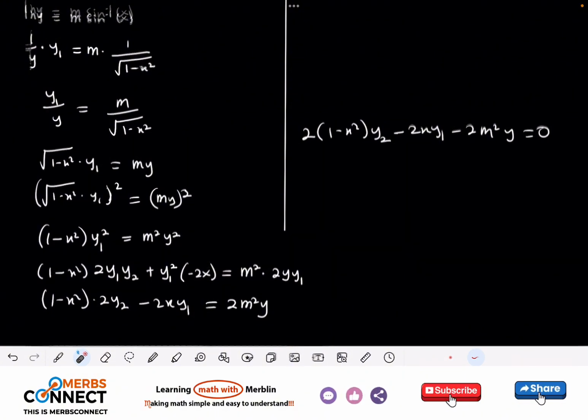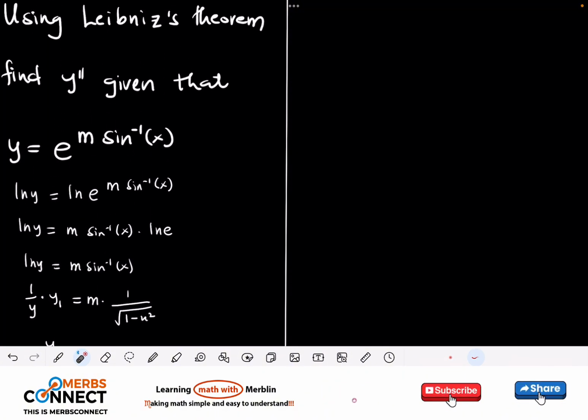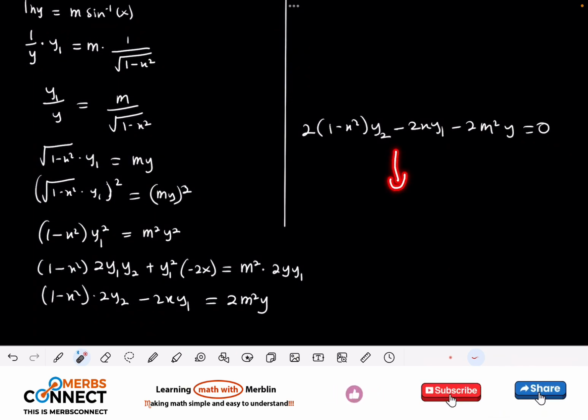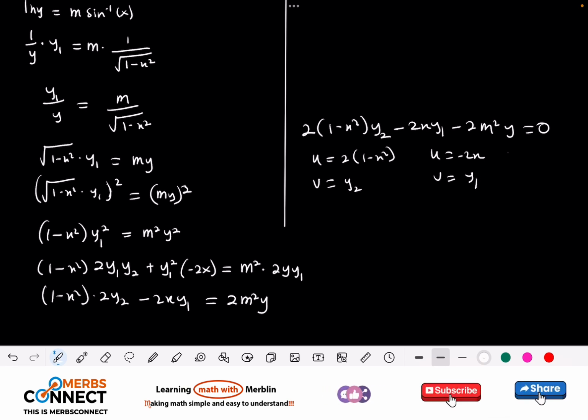And you see, we can even go ahead from here. If we ask you to find the nth derivative, then here you need to go ahead and differentiate again. So here we can apply the Leibniz theorem by saying that if I pick the first one, my u will be equal to 2 times 1 minus x squared, and my v will be equal to y2. When I pick the second one, my u will be equal to negative 2x, and my v will be equal to y1. And when I pick the last one, my u will be equal to minus 2m squared, and my v will be equal to y. Then I need to follow the procedure. But I'll do something for you to see.